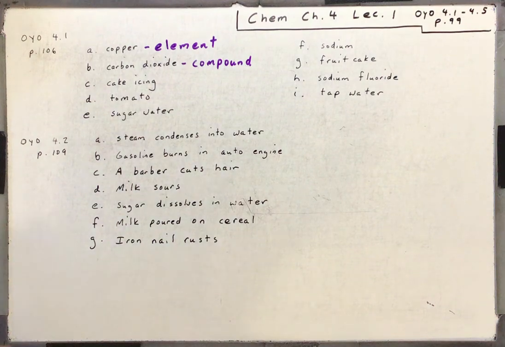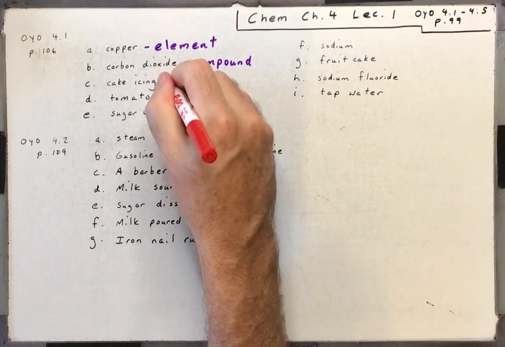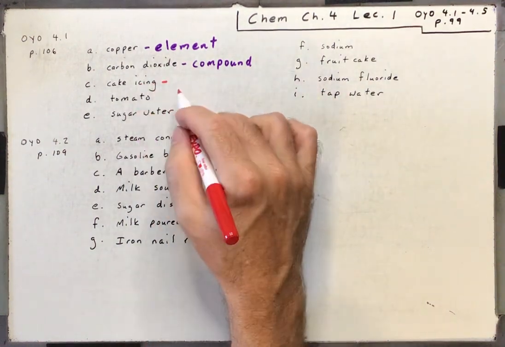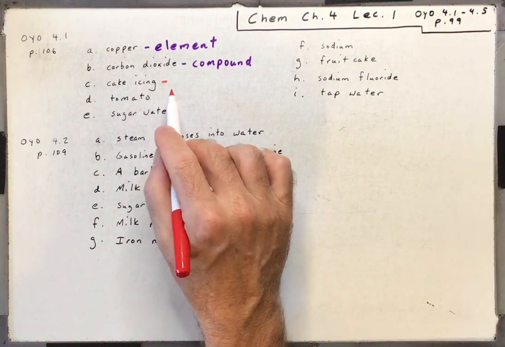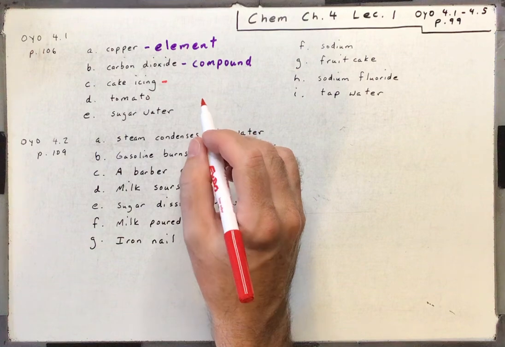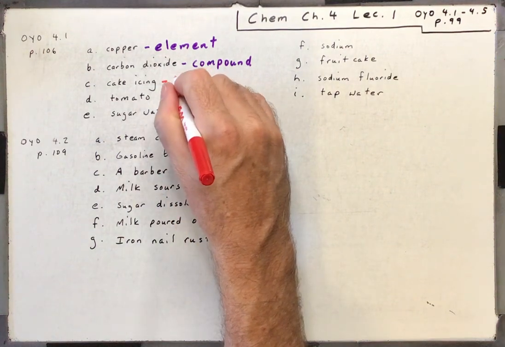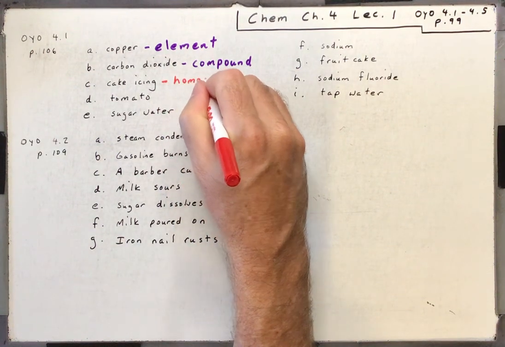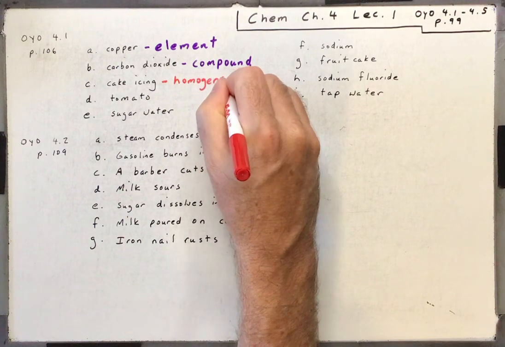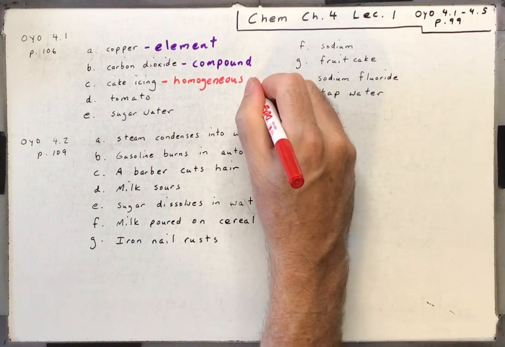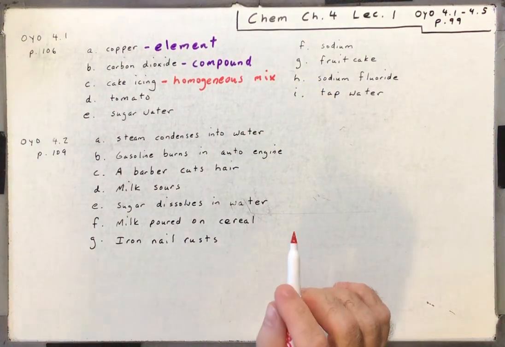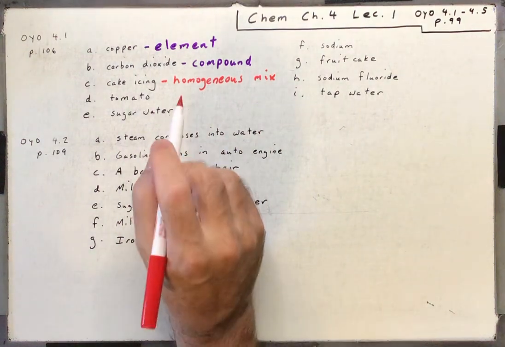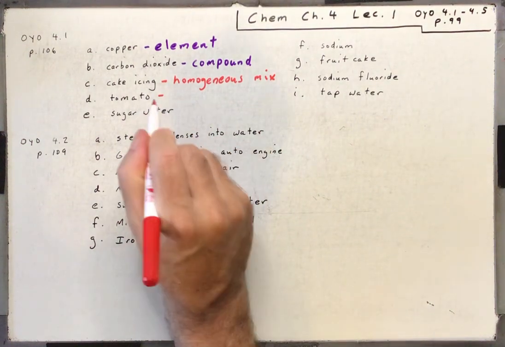All right, I'm going to see if this will write a little smaller. I'll try the red pen here. Cake icing. Okay, so cake icing is going to be a mixture. Let's assume it's just like vanilla or chocolate or something like that. That would be a homogeneous mixture. Now you could have some cake icings where you could see different parts of it for sure. But in this case, we're just going to assume the simpler situation.